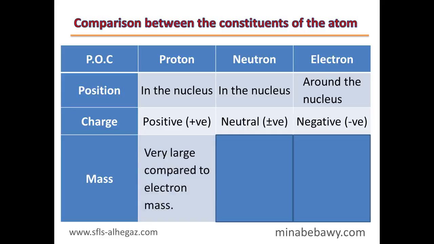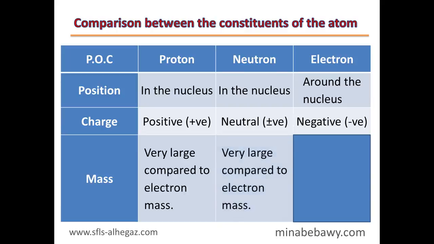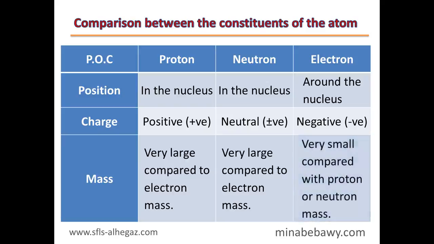The mass of a proton is very large compared to the electron mass. The mass of a neutron is also very large compared to the electron mass. And finally, the mass of an electron is very small, negligible, compared with the mass of a proton or neutron. So this is the answer to the question. Give a reason: the mass of the atom is concentrated in its nucleus because the electron has negligible mass compared to the masses of protons and neutrons.